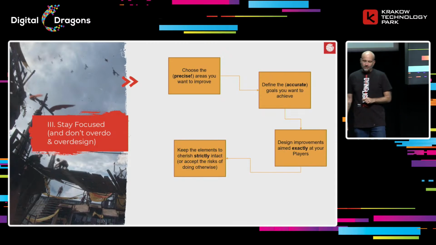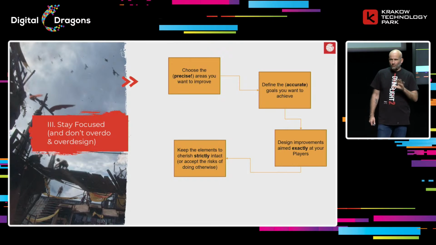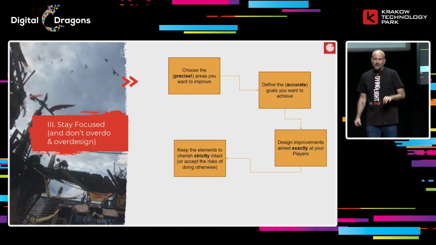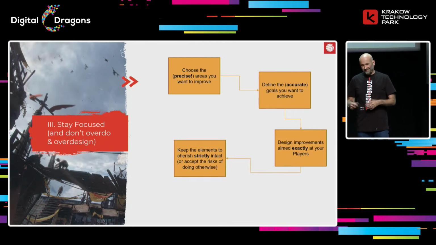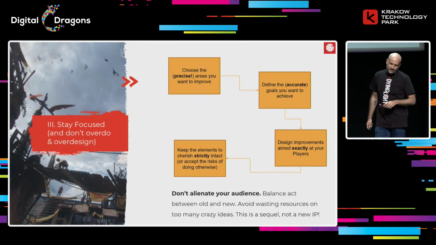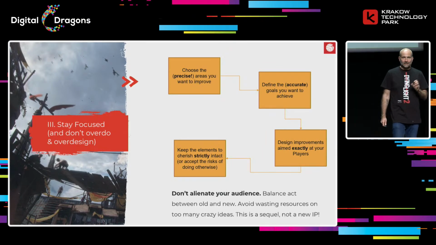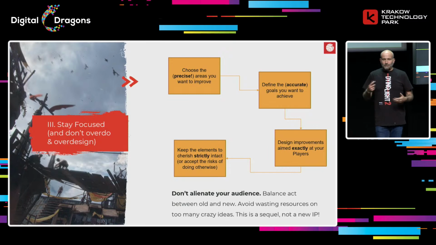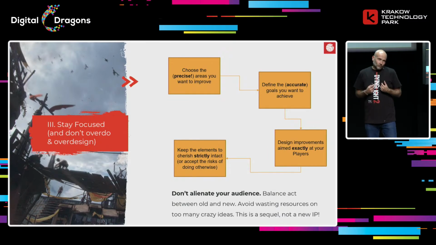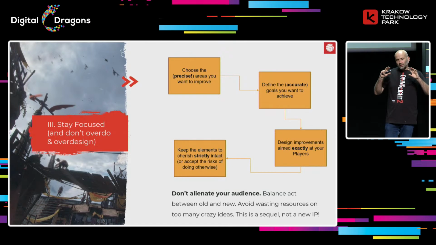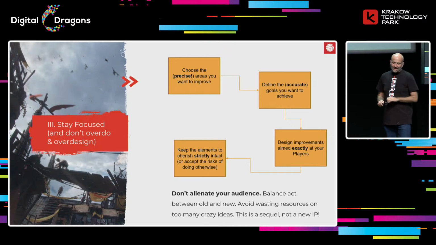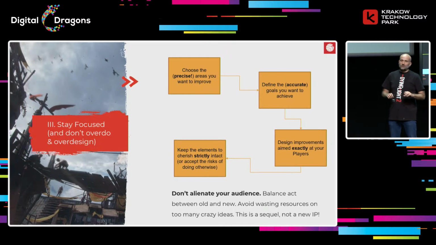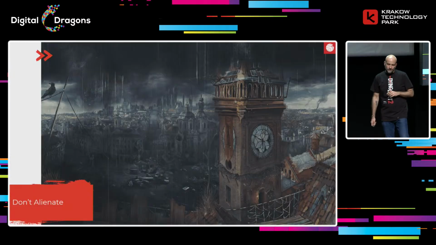And the important bit, again, something that maybe we weren't 100% on all the time, was to keep the elements that people like, that people cherish, intact, or accept the risks of doing otherwise. The important thing is you don't want to alienate your audience. You want to give them something new, but you can't alienate them. It's always a balancing act between old and new. And what I suggest is, you will see in a moment, avoid wasting resources on too many crazy ideas. This is a sequel. This is not a new IP, so you don't want to spread yourself too thin.